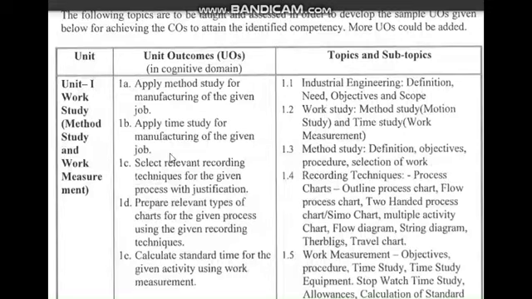Now let us see the first unit, the unit 1. This unit's title is work study. Work study consists of method study and work measurement. Okay, and the topics that we are going to see in this are the industrial engineering definition, industrial engineering, work study, method study, the recording techniques, and work measurement. So these are the 5 subtopics that we will see in this chapter.